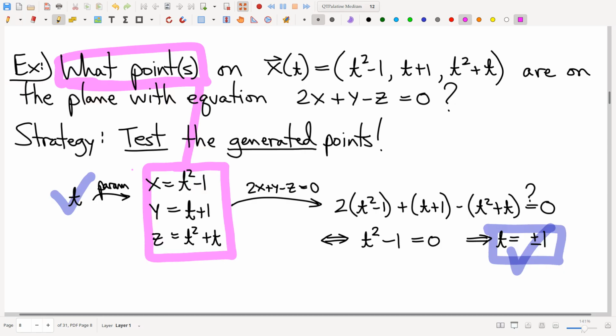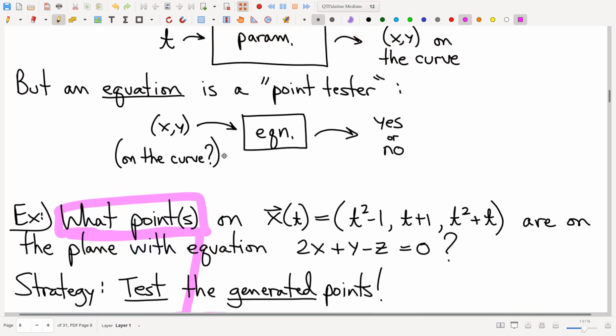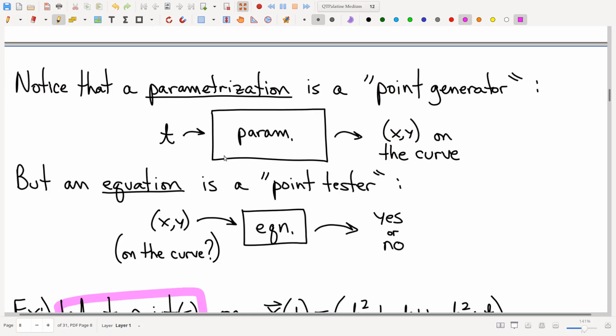Feel free if you got a question. All right. So I think it's a cool exercise, and also it's a lovely illustration of why it's important to understand these 2 points of view. Maybe I'll say this distinction between how parameterizations versus equations describe curves.